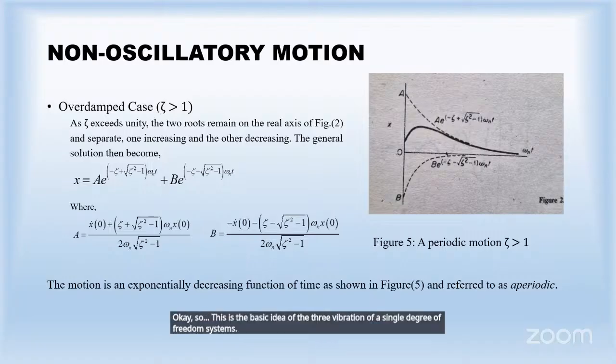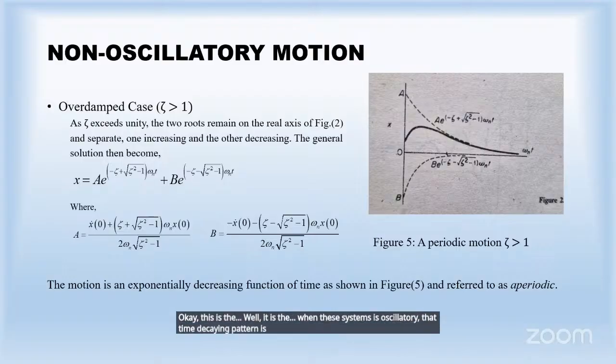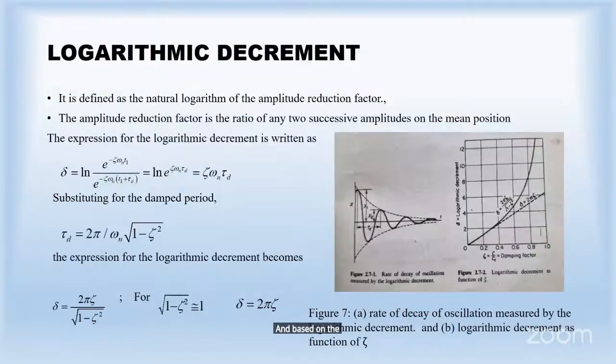When the system is oscillatory, that time the decaying pattern is logarithmic, and based on the logarithmic decrement, we can also obtain the nature of damping or type of damping of the systems. Okay, next slide.